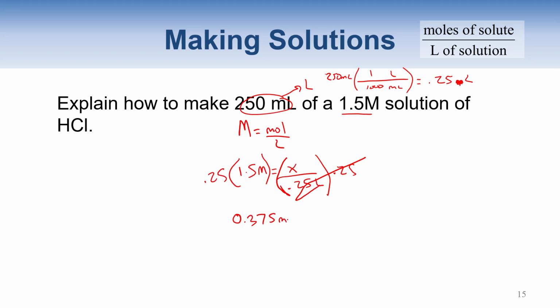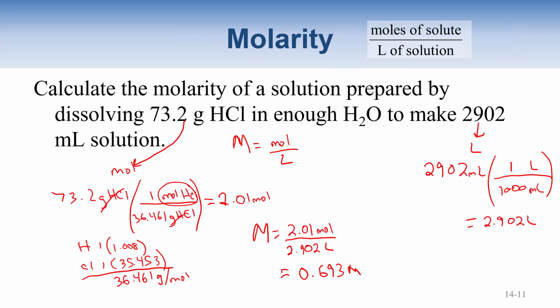0.375 moles. Now, as I mentioned previously, we don't have a method of weighing out moles. So we're going to convert this to mass, because mass we can weigh out on a scale or balance in our lab. So moles down here. We're going to convert to grams. Now 1 mole is equal to the calculated mass from the periodic table. We did calculate this previously, so we're just going to go ahead and use this number, 36.461.